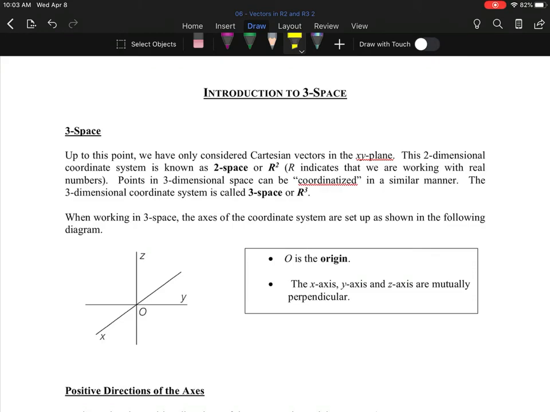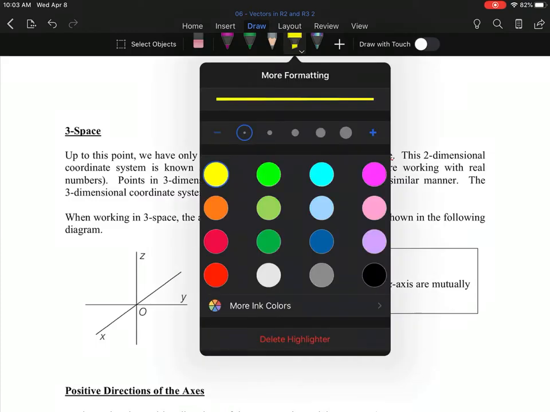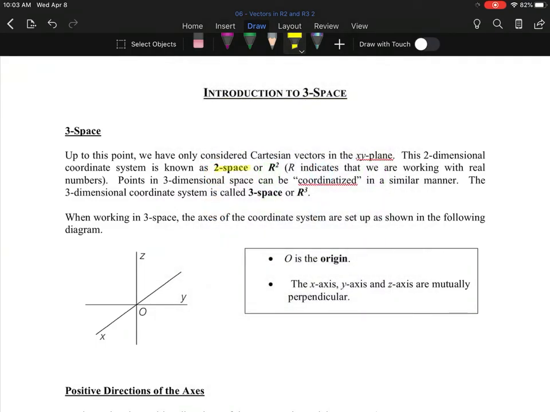So 3-space. Up to this point, we've only considered Cartesian vectors in the xy plane. The 2-dimensional coordinate system is known as 2-space, or R2. So it's got a new name now. Everything we've been doing up till now is called 2-space or R2. And the reason we say R2 is that we're giving 2 numbers whenever we're talking about somewhere on the coordinate plane. A point, say 7, 2. See, there's 2 numbers. And so that was where the R2 comes from.